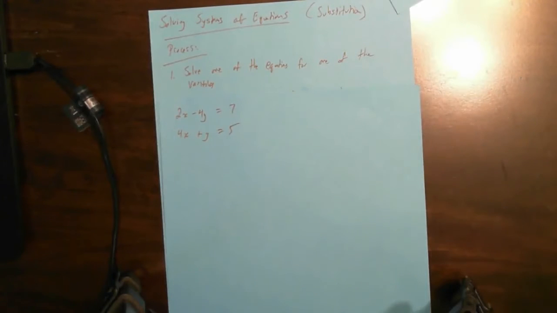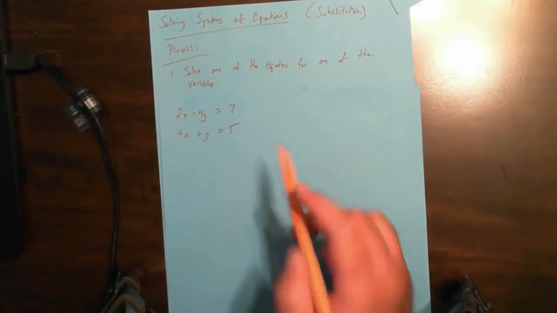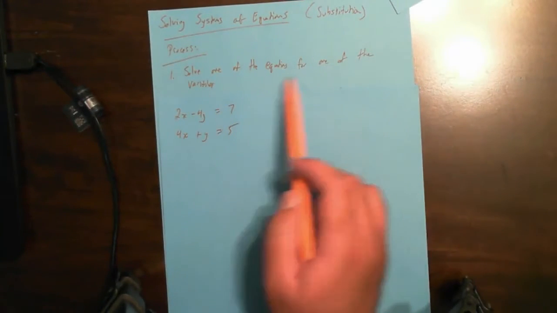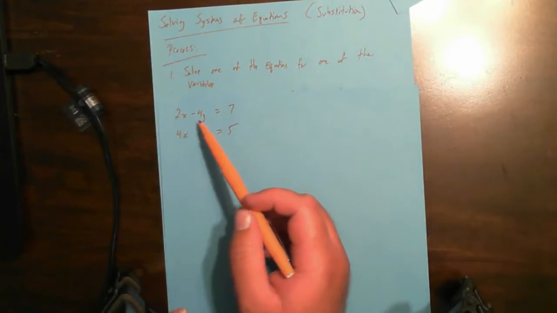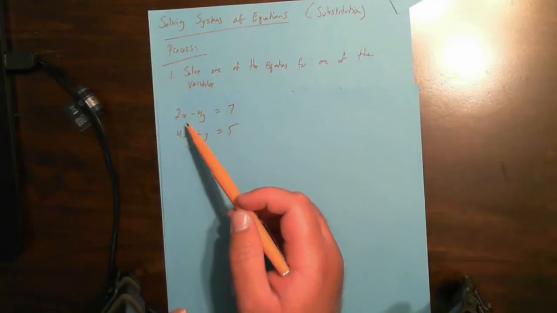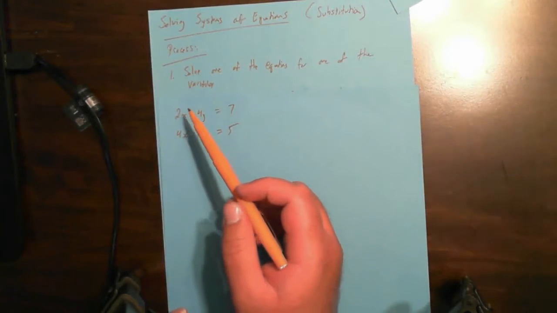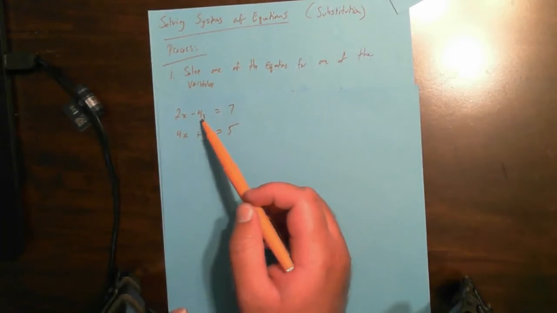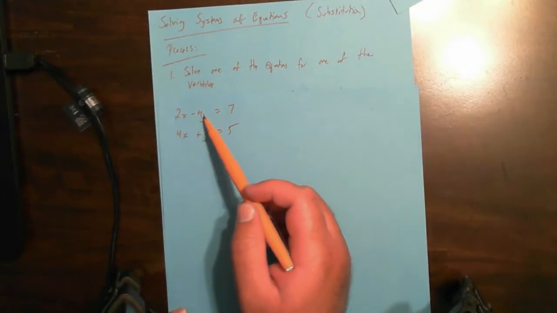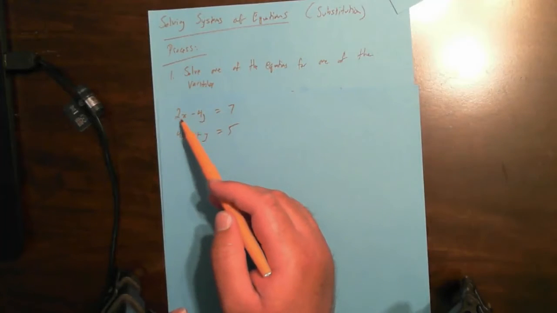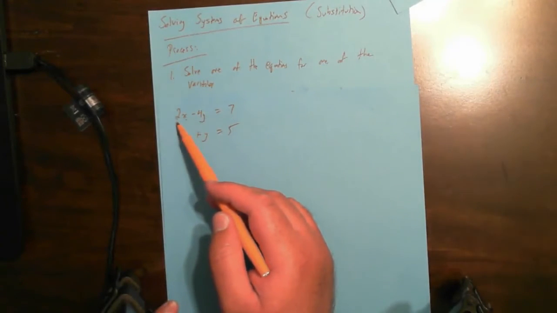So here's my example. 2x minus 4y equals 7, 4x plus y equals 5. So my first step, as you can see up here, is to solve one of the equations for one of the variables. Now, let's take the first equation. Let's say I'm going to solve this for x. Well, what I'm going to have to do, if I'm solving for x, is to get rid of this minus 4y. So I'd have to add 4y. And then to solve for x, I'd need to divide by 2.